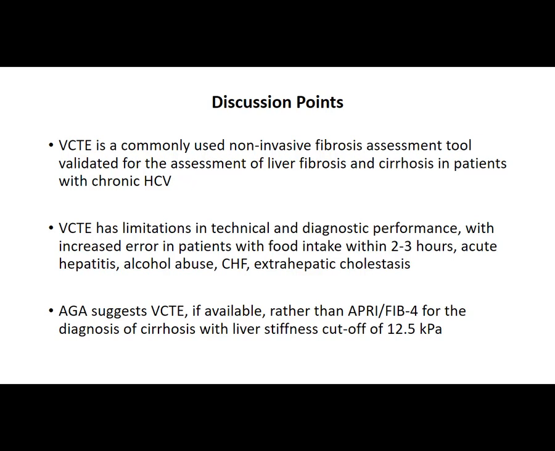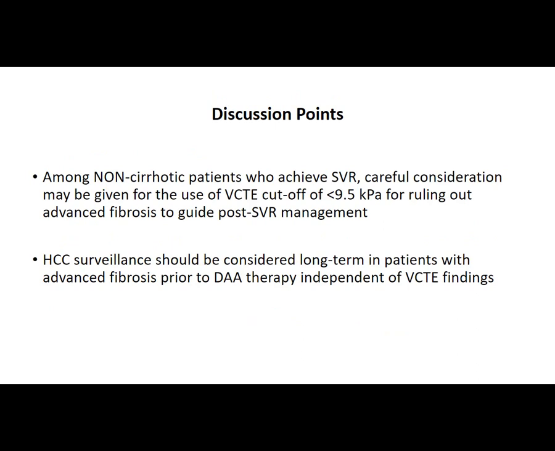So the AGA suggests that a diagnosis of cirrhosis should begin at the 12.5 level, 12.5 kilopascals. Among non-cirrhotic patients who are less than 9.5 who achieve an SVR, after careful consideration, you may actually tell them that they don't need lifelong HCC screening, but of course that's up to you and the patient. That's not a super strong recommendation. And of course, HCC surveillance should be considered with anybody who has 9.5 or higher before therapy, not after.